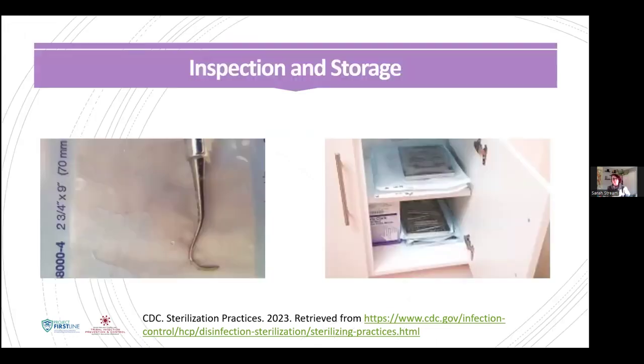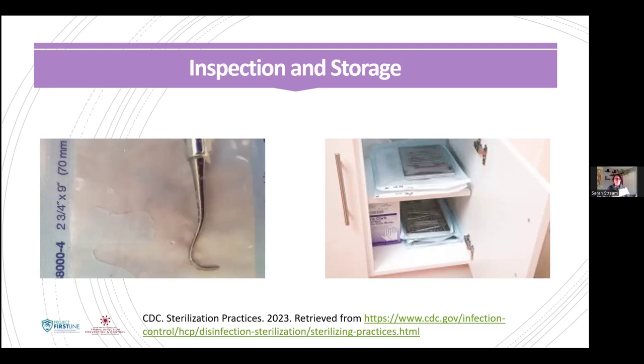Once our instruments come out of the sterilizer, they should be inspected. And you should be looking for a couple different things. The first thing, which is pretty easy to see, are wet packs. You can see in the picture on the left, there is water in that package. Wet packs will actually wick bacteria and viruses into the package, rendering them non-sterile. So if you have wet packs coming out of your sterilizer, they should be reprocessed. They are not considered sterile.